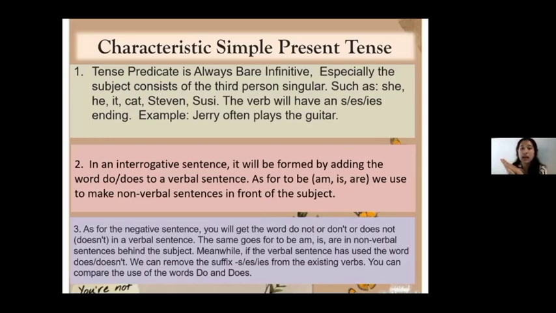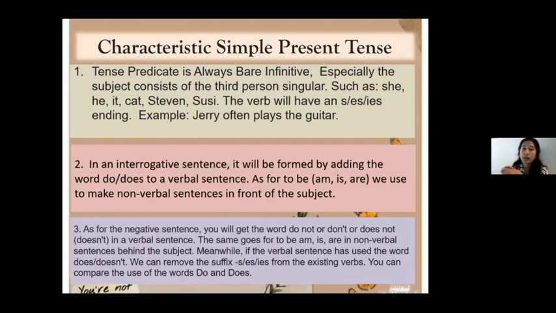Dan selanjutnya yang nomor 3, as for the negative sentence, you will get the word do not or don't for the subject if the subject is I, you, they, we, and use does not or doesn't if the subject is she, he, or it in a verbal sentence. The same goes for to be, is, are. Are is non-verbal sentence behind the subject. Meanwhile, if the verbal sentence has used the word does or doesn't, we can remove the suffix s, es, or ies from the existing verbs. You can compare the use of the words do and does.